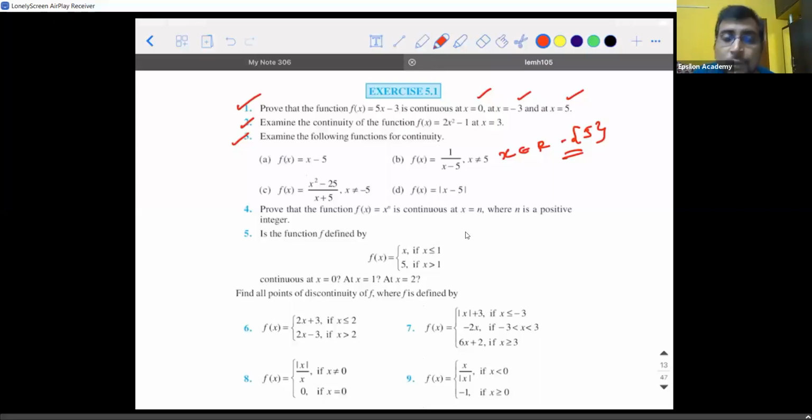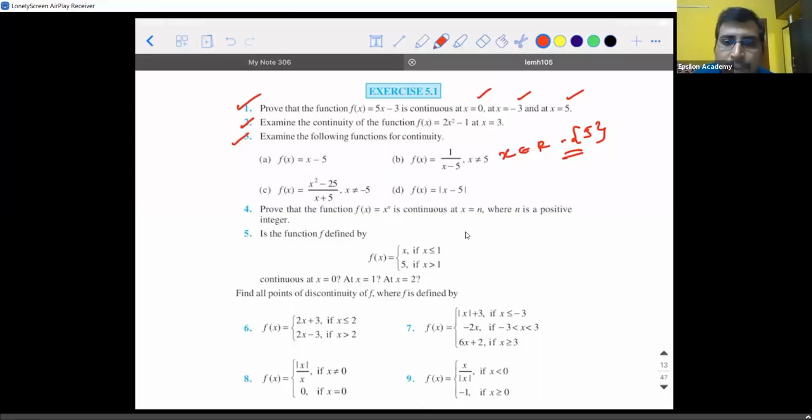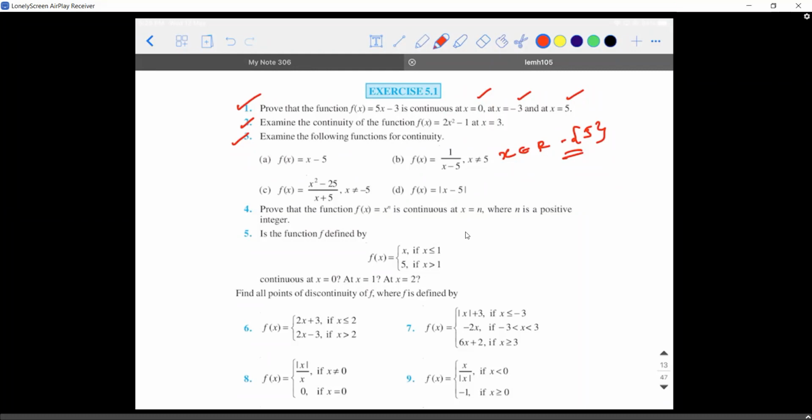The mistake you will make is you will try to find f of 5. Do we need to find f of 5? We need not find it because 5 is not a part of the domain. So it is a continuous function throughout its domain. What about x square minus 25 by x plus 5? The domain is all real numbers except minus 5. So that is also continuous.